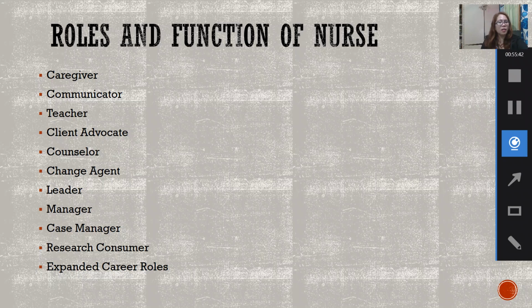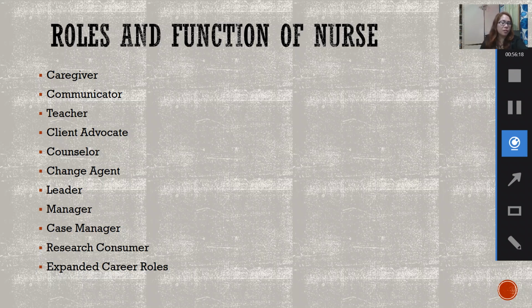And not only that, you will become a leader to other members of the healthcare team for the treatment of the client. Okay, as a manager, so another role of a nurse or function is as a manager. Here, you have to manage the nursing care of individuals, families, and communities. You have to practice how to delegate nursing activities to ancillary workers and other nurses, and supervise them and evaluate their performance. So, as manager.